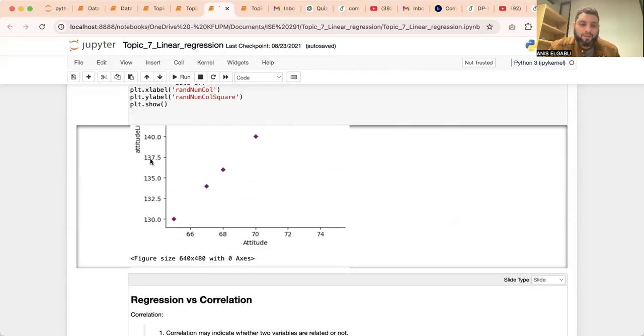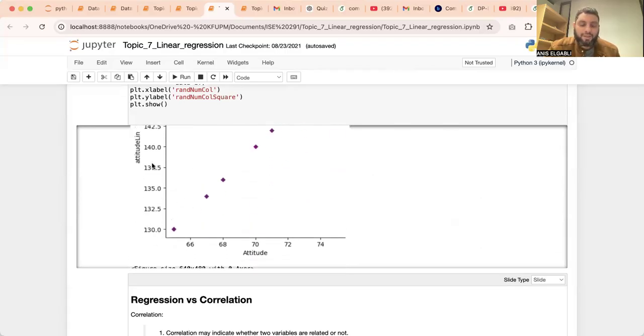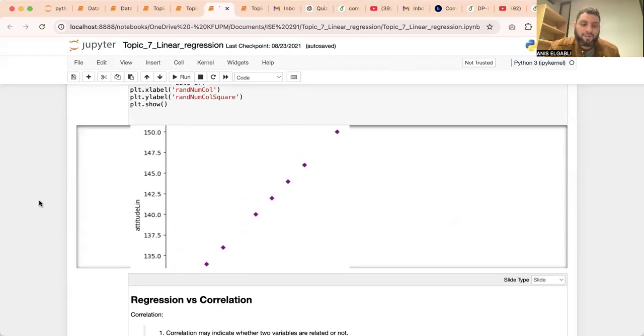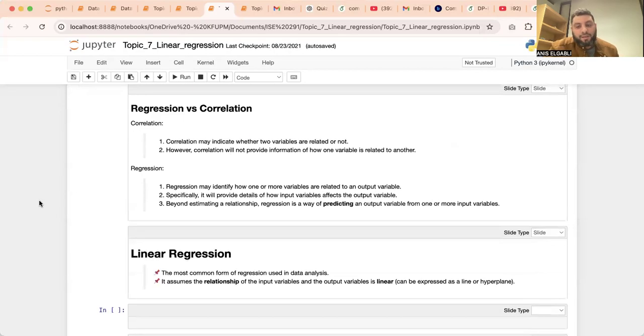So this is a perfect linear relationship, okay? Because the value of this is nothing but 2 times the value of attitude. And this is a perfect linear relationship, okay? That's enough as an introduction and explanation of the benefits of correlation and scatter plot and how you use them.